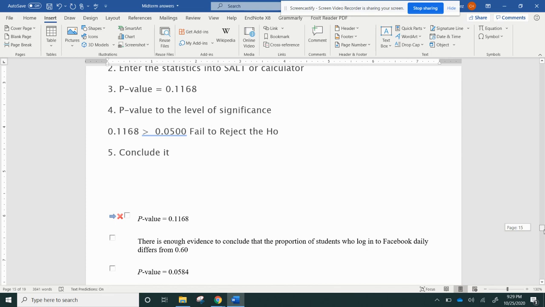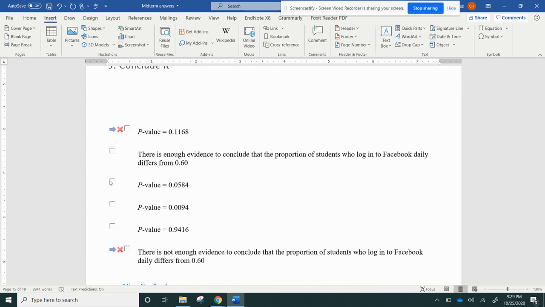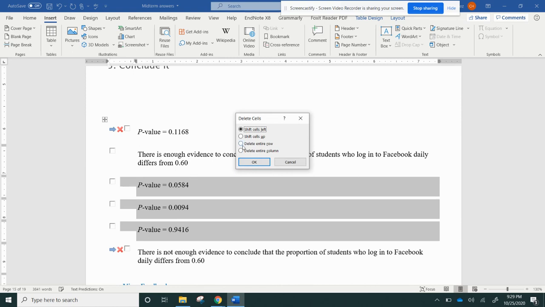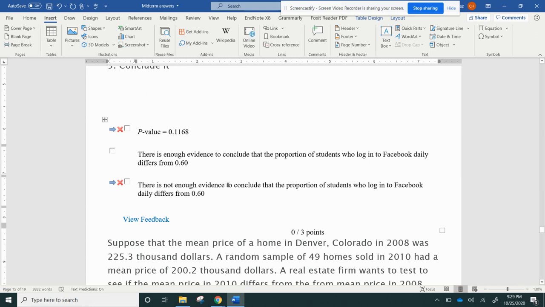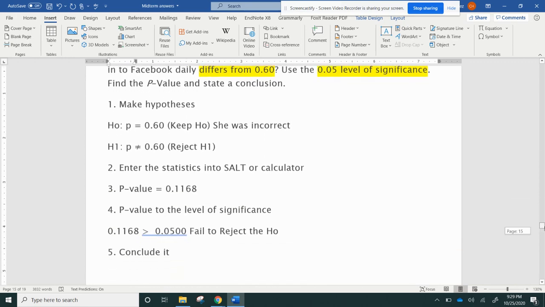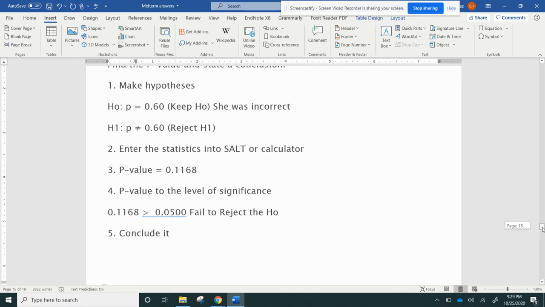Again, my p-value was good. Let me get rid of all these other extra p-values because now I have it. So how am I concluding it? There wasn't enough evidence to conclude that the proportion was different. And why did I do that? Because she said it was different, but when I failed to reject the null, it meant that the proportion was really 0.60, so she was incorrect. So that's how you do that one.